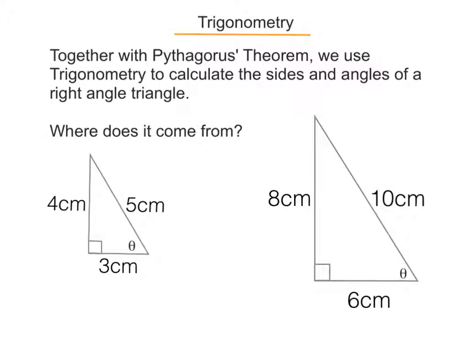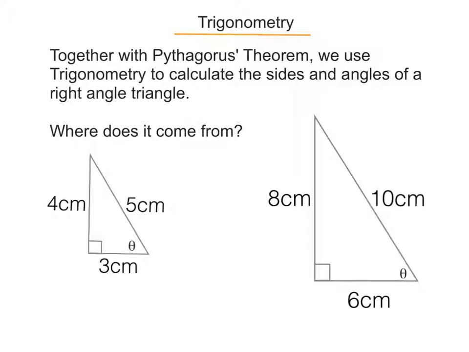Because those two angles are the same, that means that this top angle, whatever it is, will be also the same. So in these two triangles, the angles are all the same, even though one triangle is bigger than the other one. These are called similar triangles, and we use similar triangles when we're using trigonometry.